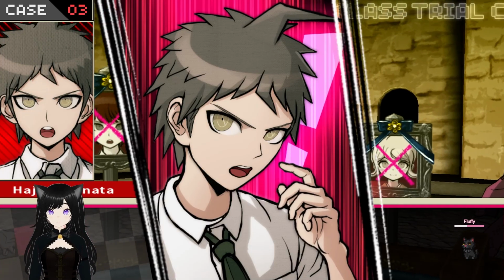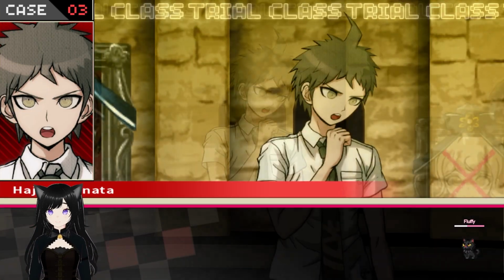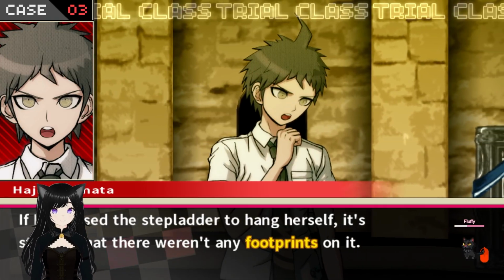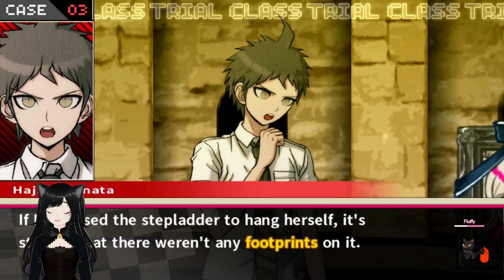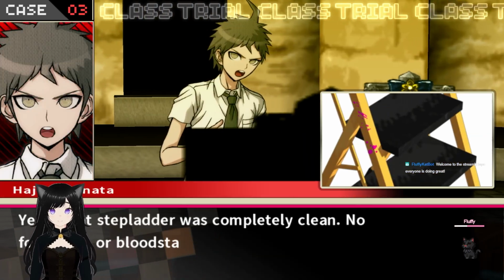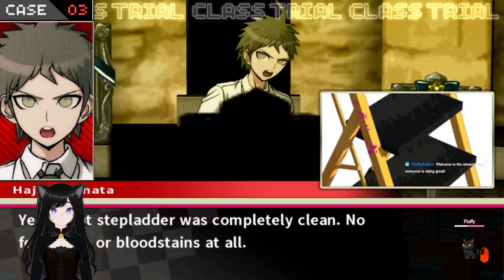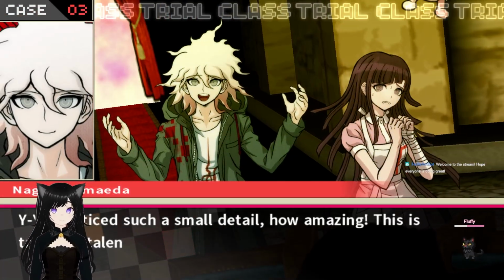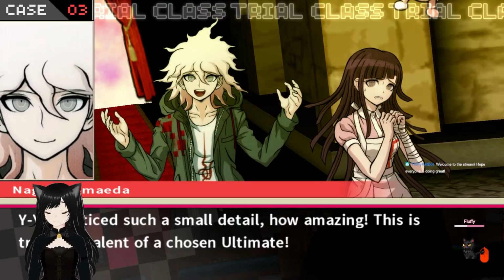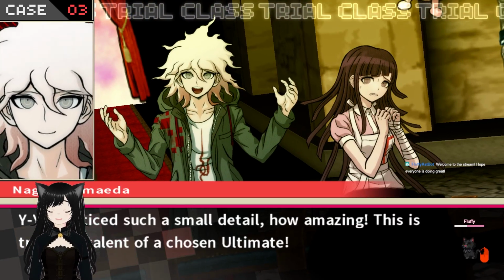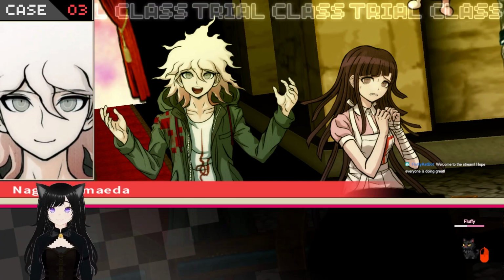I can prove it with this. Exactly. If Ibuki used the stepladder to hang herself, it's strange that there weren't any footprints on it. Yeah, that stepladder was completely clean. No footprints or bloodstains at all. Only on the side. You noticed such a small detail. How amazing! This is truly the talent of a chosen ultimate. He always sounds so sarcastic.